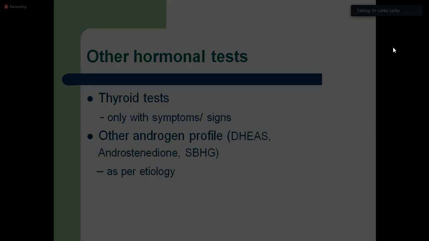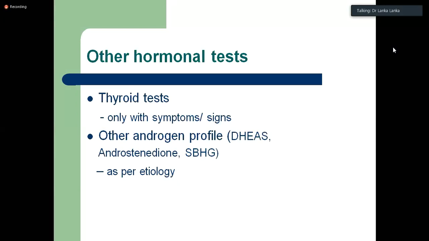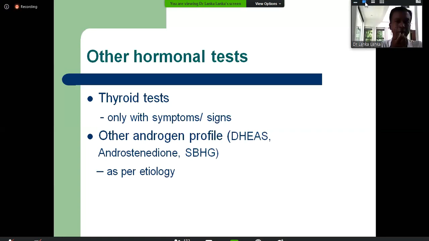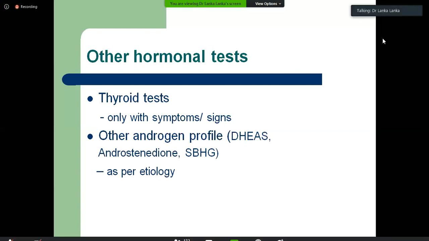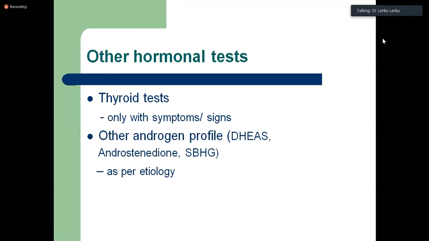Then the thyroid test, not for all, but if you suspect thyroid dysfunction with thyroid gland enlargement. As a good practice, a thyroid function test is done. The androgen profile, DHEAS and serum androstenedione levels, are important in case of suspected late-onset adrenal hyperplasia. They will have oligomenorrhea or amenorrhea and defective ovulation. So these tests are done in a suspected case of late-onset congenital adrenal hyperplasia.